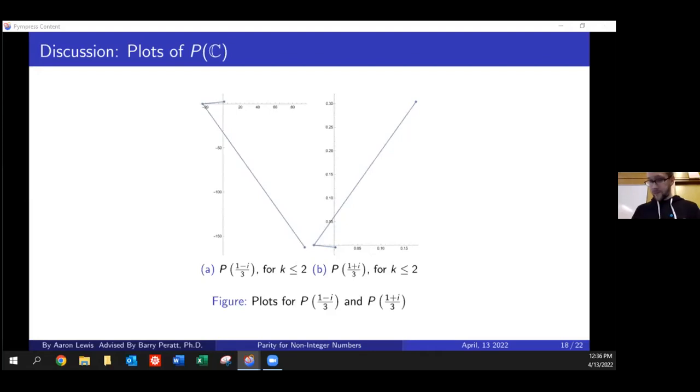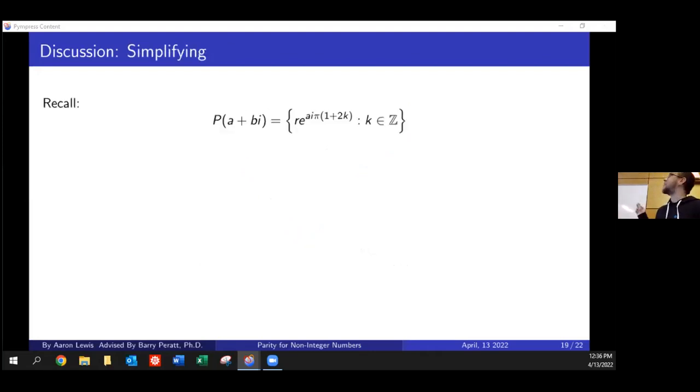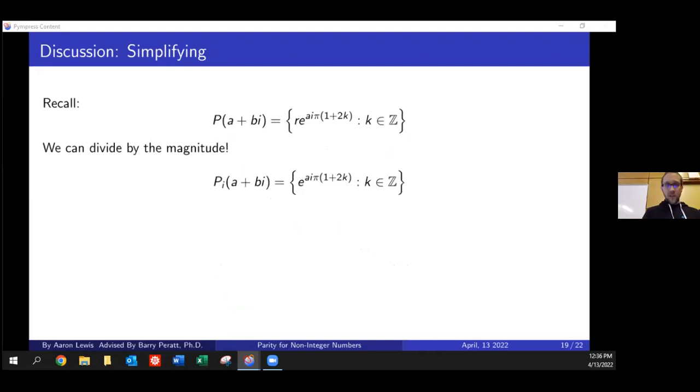So there is a way that we can still look at this. If we recall that P of A plus BI is equal to that, we can actually divide by the magnitude. That would be unchanged for the rational numbers, because we proved that for the rational numbers, it's all magnitude 1, so if you divide by 1, you get the same thing. So P of A plus BI is essentially equal to P of A.